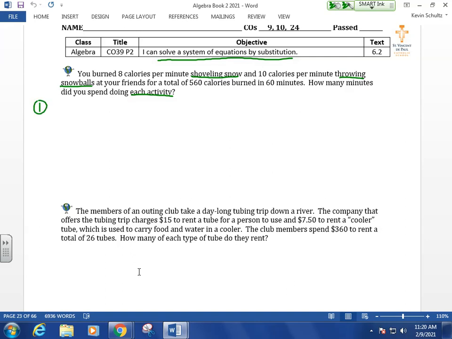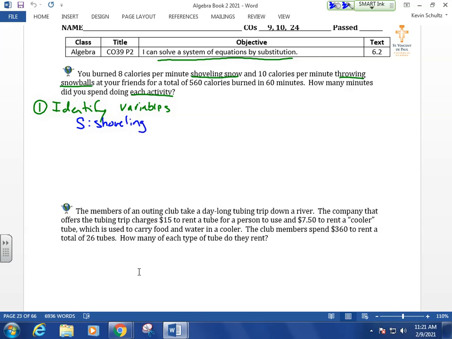And here are the steps to set up your system. First of all, we want to identify variables. Okay? What are we solving for? We said that we're solving for each activity. Well, what are the activities? Elise. Okay, so shoveling snow, we'll use S for that.